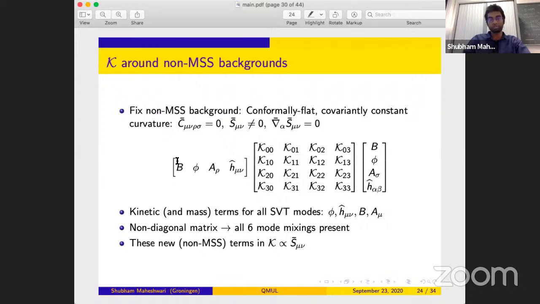So you will have a mode mixing between B and φ, between B and A, between B and ĥ, between φ and A, φ and ĥ, and A and ĥ. You will have all the 6 mode mixings present, even after you assume these conditions on the background. But it is easy to see that all these new terms in the kinetic matrix that take you away from maximal symmetry are directly proportional to the traceless Ricci tensor. And in the limit where the traceless Ricci tensor goes to 0, you go back to dS or AdS, and we recover the known results that were done a few years ago.